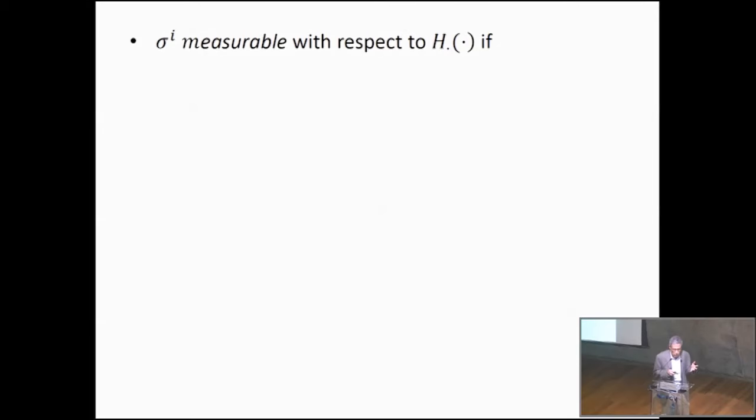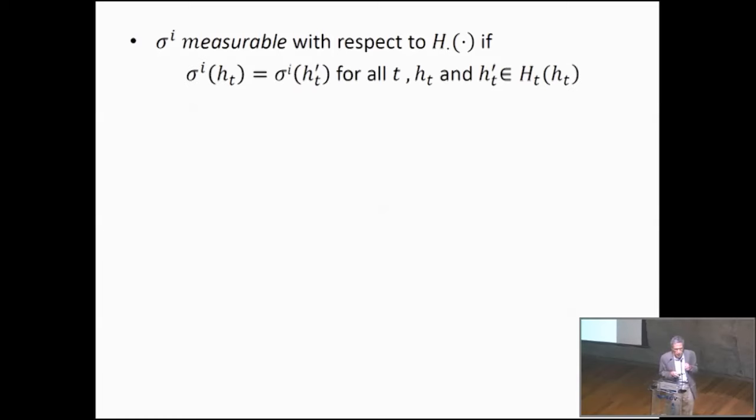And basically, we want to look for the coarsest possible partition which is consistent with optimizing behavior, which is consistent with rationality. So we'll say that player I's strategy is measurable with respect to a partition if the strategy chooses the same action for all histories in any element of that partition. So if history ht and ht prime are in the same subset, the same element of the partition, then if player I's strategy is measurable with respect to that partition, player I will play the same way after ht as after ht prime.